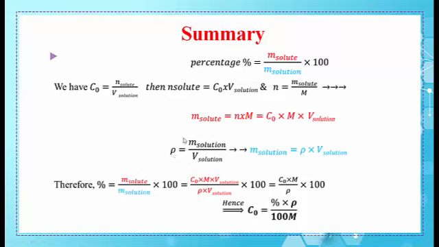And the density of the solution is equal to the mass of the solution over the volume of the solution, then the mass of the solution is equal to density times volume of solution. Therefore, the percentage by mass is equal to mass of solute over mass of solution times 100. Mass of solute is C0 times molar mass times V solution, over, instead of mass of solution, density times V solution, times 100, equals C0 times molar mass over density times 100. Hence, the initial concentration of the commercial solution is equal to density times percentage by mass over 100 times molar mass.